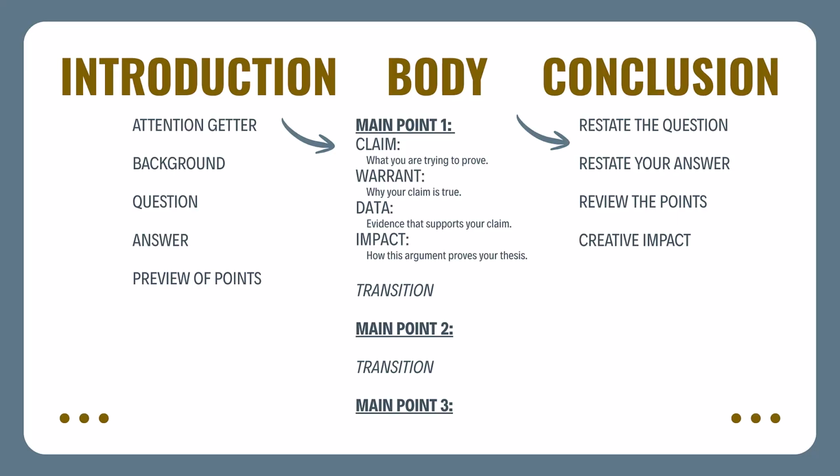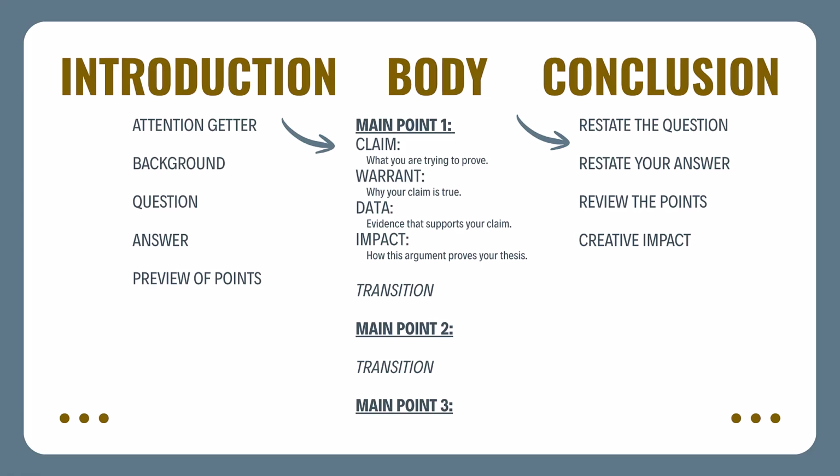Most extemp speeches have 3 main points. Each main point should function as an argument that supports your thesis. A helpful structure is claim, warrant, data, impact. The claim is usually the first sentence of your main point, and it is what you are trying to prove. For example, first, federal funding for climate adaptation would reduce the long-term cost of disasters. Then, the warrant explains why the claim is true. Here, you're elaborating on your reasoning and articulating the logic for listeners.